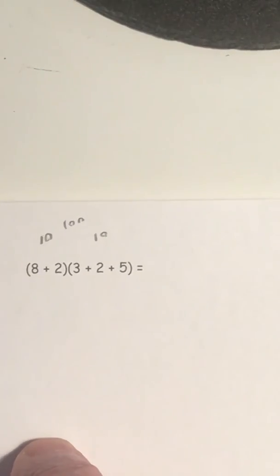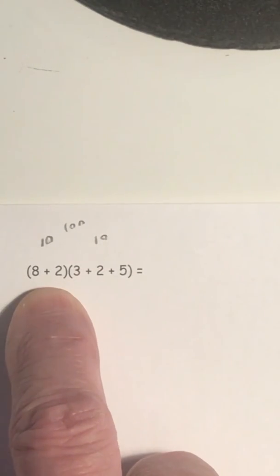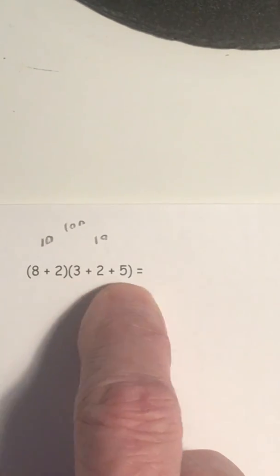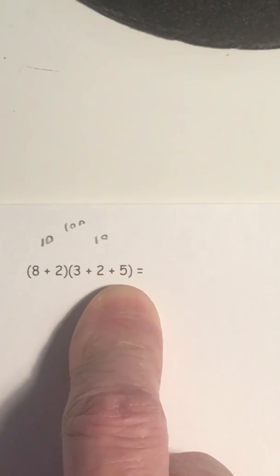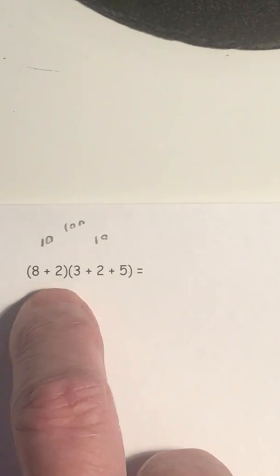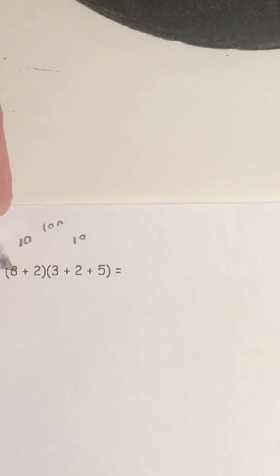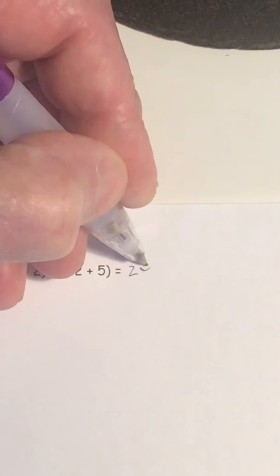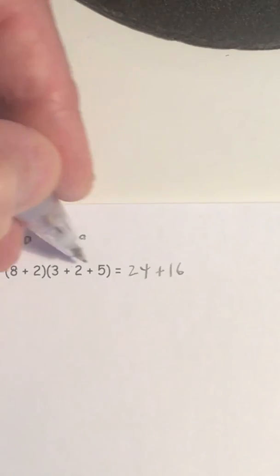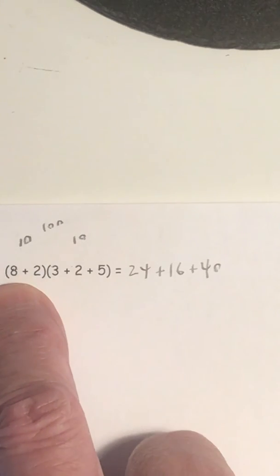What we do with the distributive property in this setting is each thing in the first set of parentheses, however many there are, is used to multiply each thing in the second set of parentheses exactly once. So we're going to do 8 times 3 and 8 times 2 and 8 times 5, and then we're going to do 2 times 3 and 2 times 2 and 2 times 5. Many steps. So first, 8 times 3, that's 24. Then 8 times 2, that's 16. Then 8 times 5, that's 40. All done multiplying by the 8.